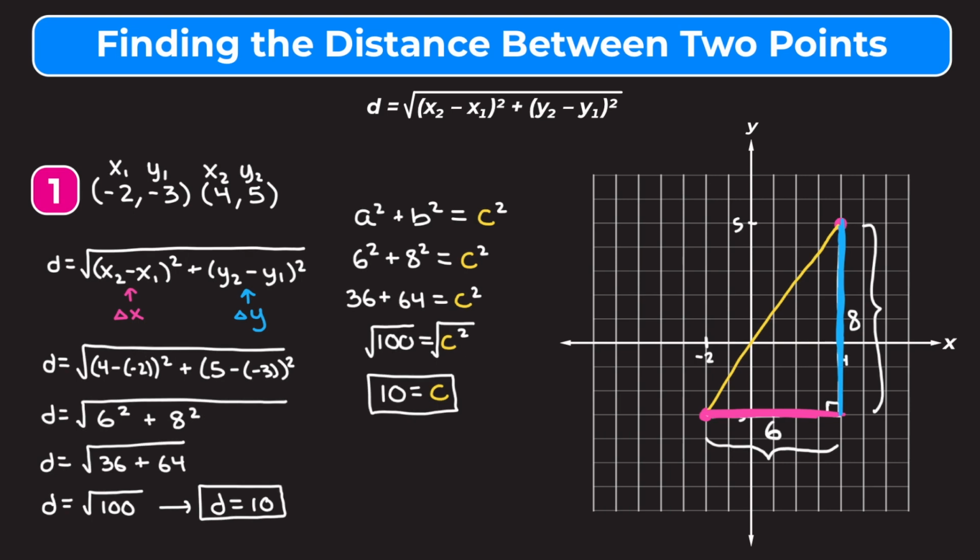So for the remainder of the video, I'm going to use the formula, but you guys can always graph the 2 points and use the Pythagorean theorem if you think that's easier.